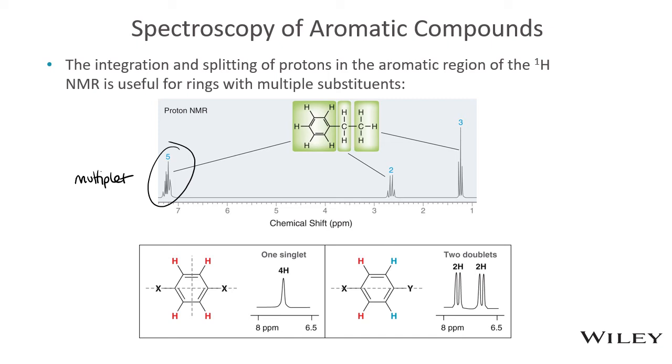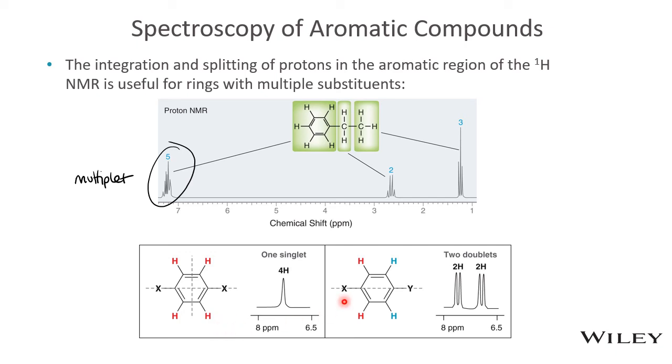Now, other types of patterns that are easy to distinguish occur with disubstituted benzene rings. So here we have a benzene ring that is para-substituted with two identical groups. Now, because of the symmetry in this benzene ring, all of these hydrogens are completely identical. So they will actually appear as one singlet representing all 4 hydrogens. There is no splitting because equivalent hydrogens cannot split one another.